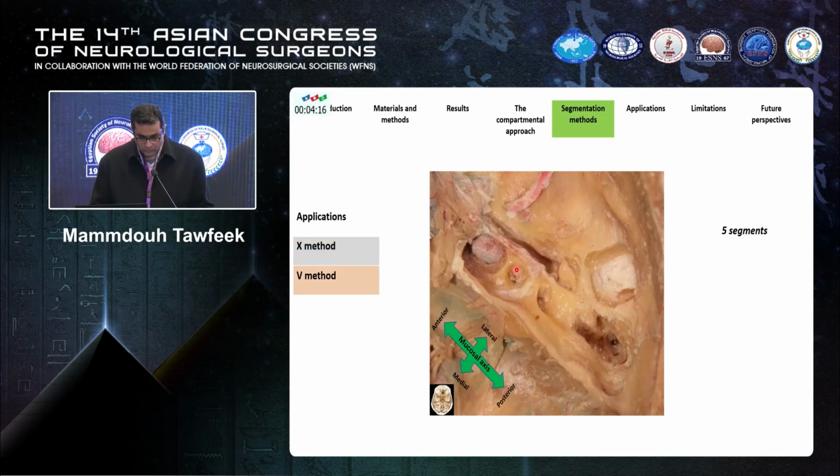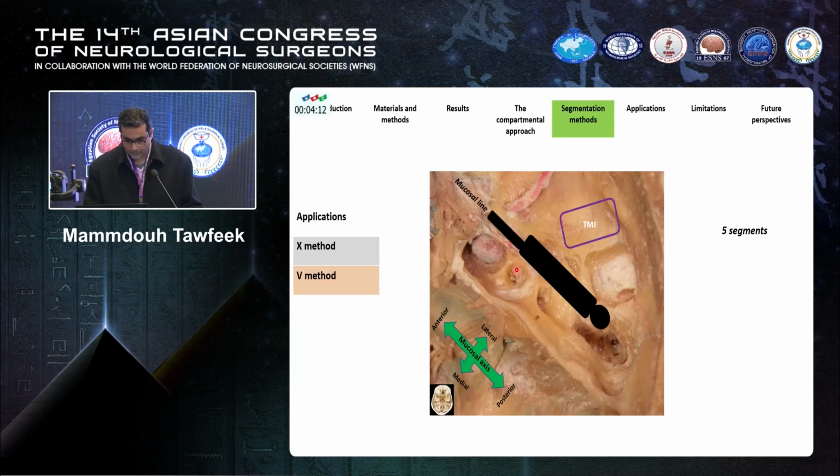Another method of segmentation is the V method. We are going to use only the mucosal line. We have 5 segments that are going to gather around it like a letter V. So we have the temporomandibular joint segment, the external auditory canal segment, the mastoid segment, which is a triangle at the tip, the otic capsule segment, including all the inner ear structures, and the Petrous apex segment, including the carotid.